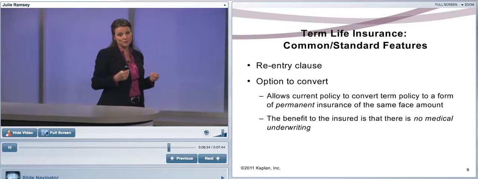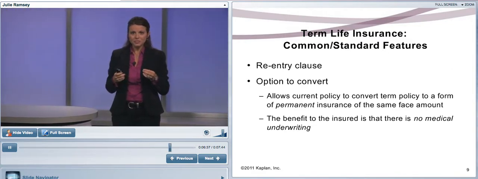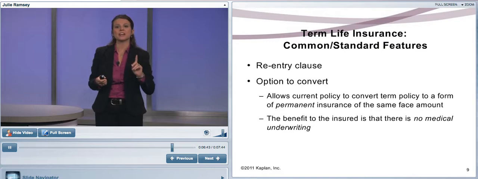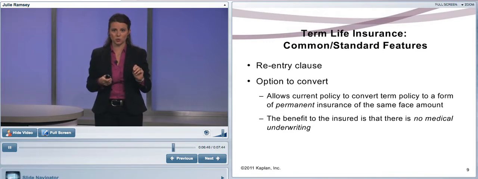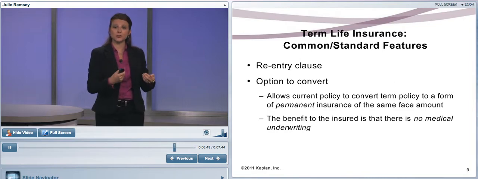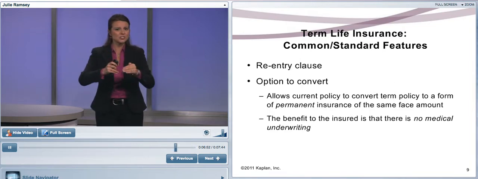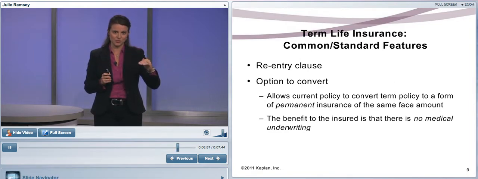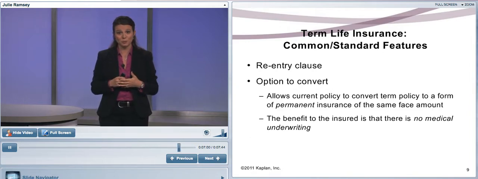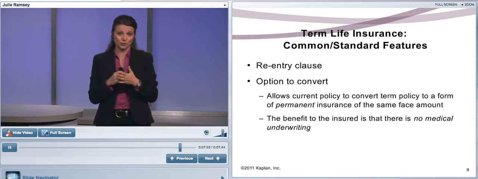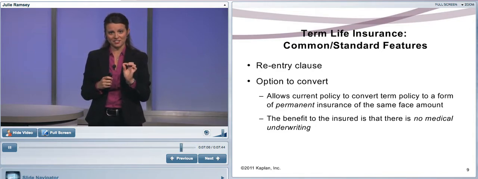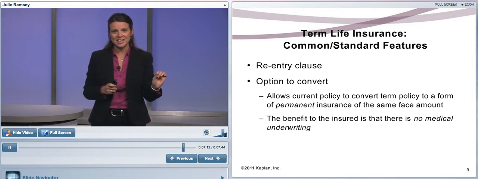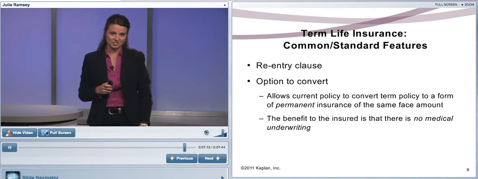Some other common features are the reentry clause. If you have a reentry clause on your term policy, at the end of the term, you can elect to go through underwriting and be asked medical questions. And if the underwriters deem that you're still healthy, just as you were when you originally took out that policy, the premiums will actually be reduced. Another common feature on a term policy is option to convert. If you have a convertible term policy, this means that later on you can convert your term policy to a permanent policy and we won't ask you a single medical question.